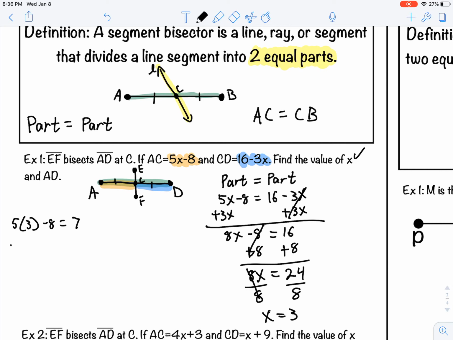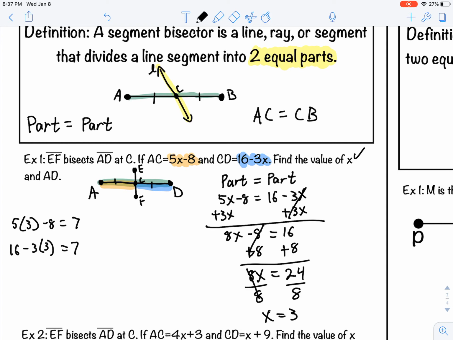And then the next thing that we have is 16 minus 3 times 3. Well, 3 times 3 is 9, so 16 minus 9 is, hey, wait a second, that's 7. Look at that. They equal each other, don't they? Well, that makes sense because we divided this thing up into 2 equal parts. Okay, cool.